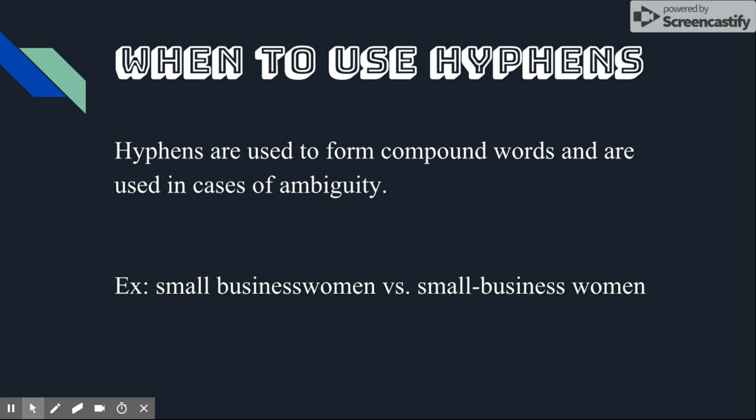So when should you use hyphens? Well, hyphens are used to create compound words. There are a million compound words you can think of. However, not all require hyphen usage. Hyphens are used in places of ambiguity.